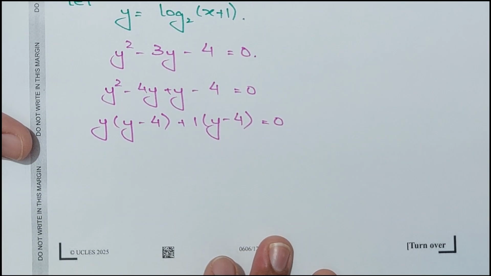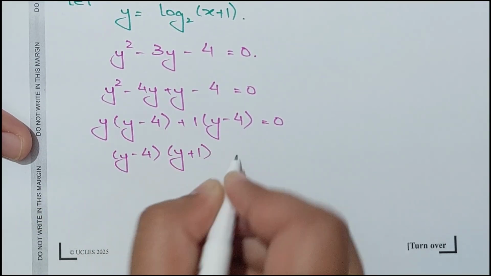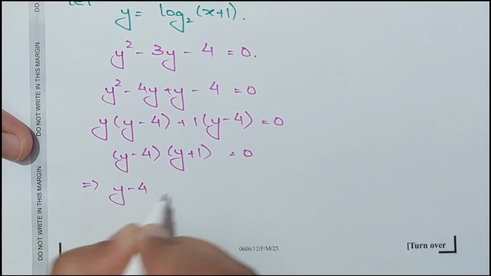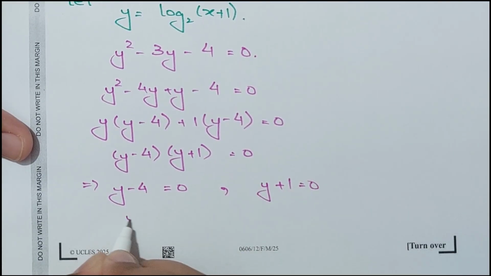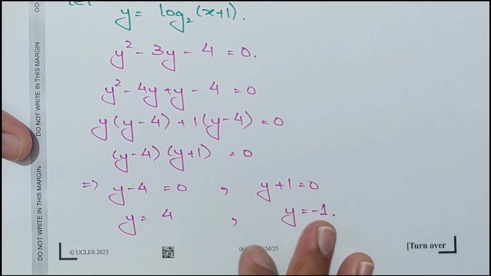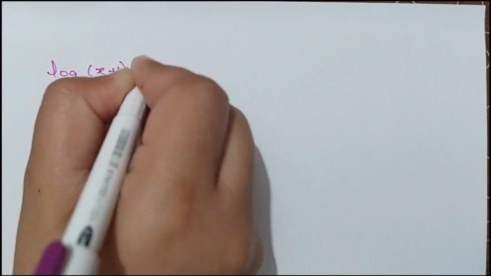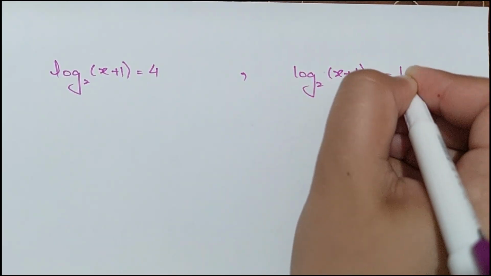The two factors inside the bracket are the same. I used a factorization method over here. The two factors are y minus 4 and y plus 1. So from here y minus 4 is equals to 0, and we can say y plus 1 is equals to 0. So the y value is 4 and here the y value is negative 1. So put the y value back, which is log base 2 of x plus 1 equals to 4 and equals to negative 1, and simplify.